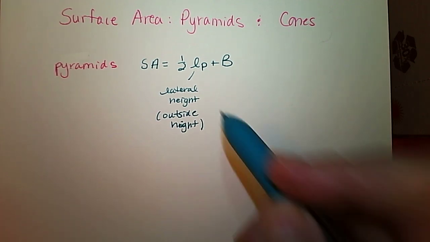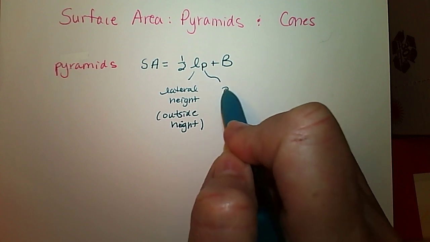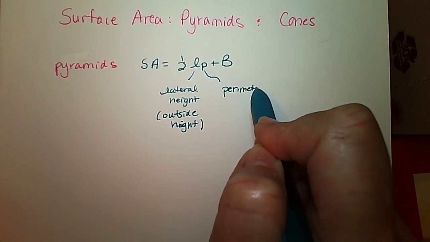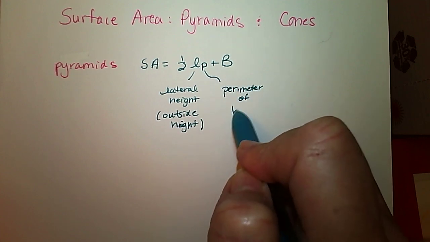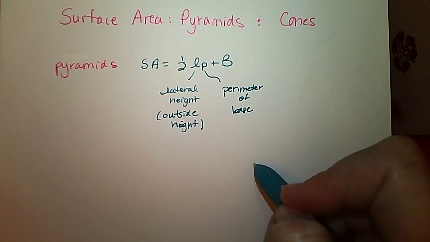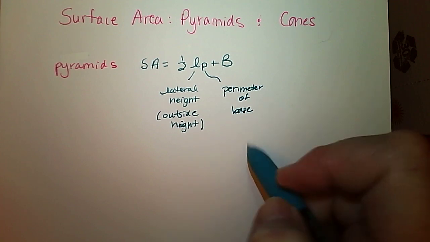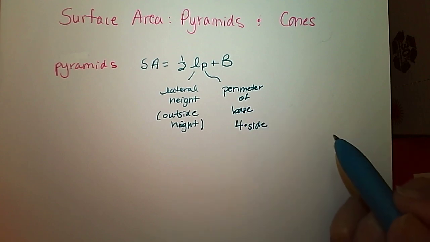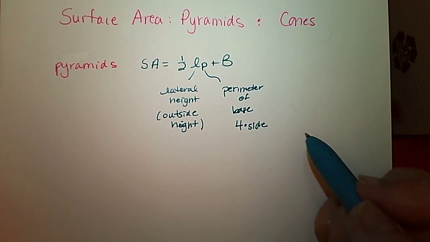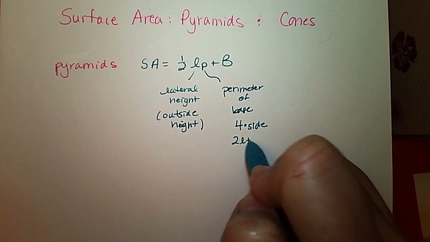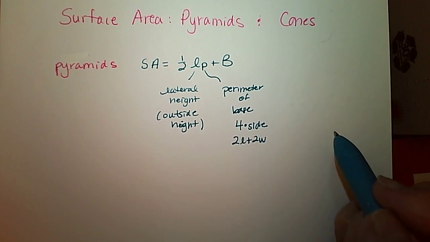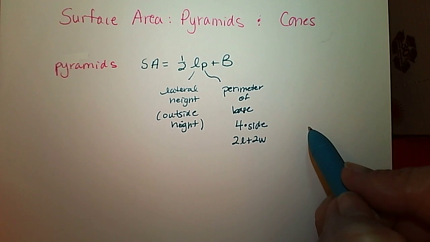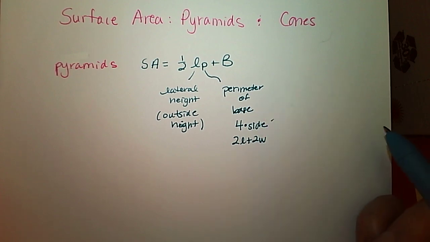P stands for perimeter of the base, which we know that if it's a square, it's going to be a substitution of 4 times a side. If it's a rectangle, it's 2 length plus 2W. But I'll be honest, 99% of them are square pyramids. So you're going to be using this one.